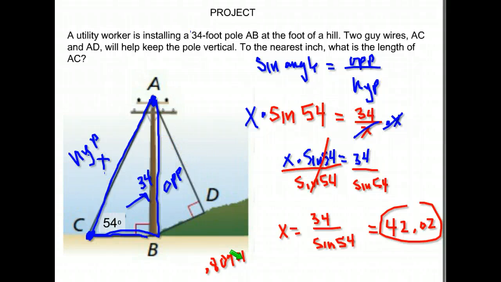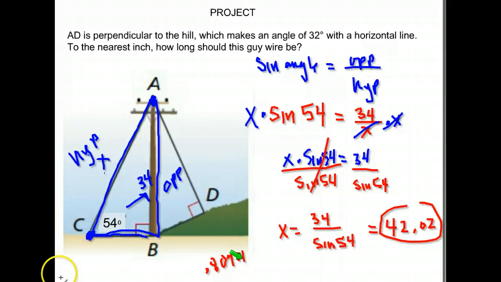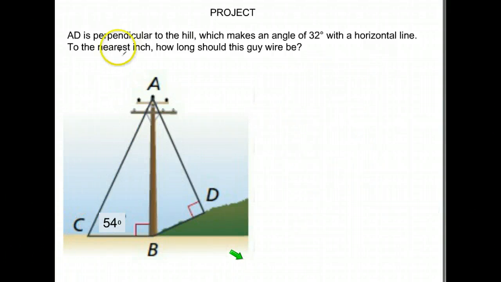Okay, there is a second part to the question. It said AD is perpendicular to the hill. And notice they marked that. Here's our line AD. It makes a right angle with the hill right there, which makes an angle of 32 degrees with a horizontal line.